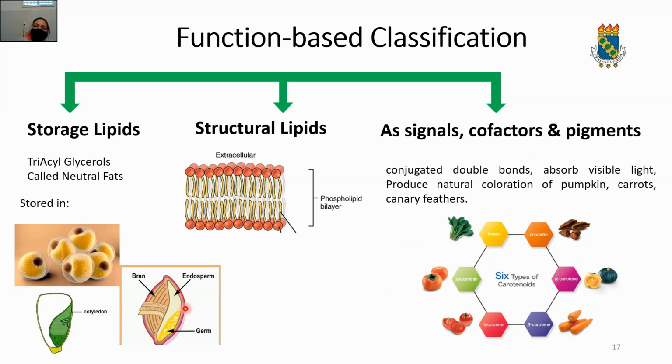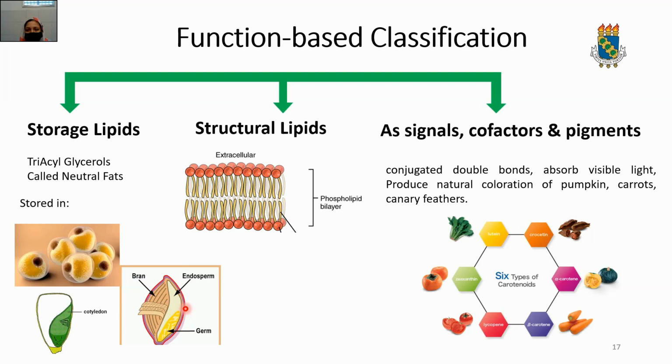The second form of the classification based on the function are the structural lipids, and most of them are phospholipids, which are associated with the building of different membranes. They can be the cell membrane or membranes of different organelles. And the third form are those lipids which serve as signals, cofactors, and as pigments.